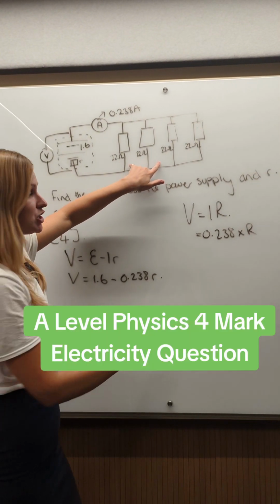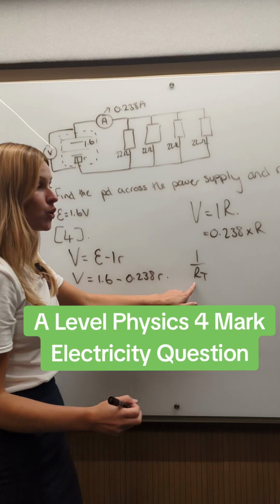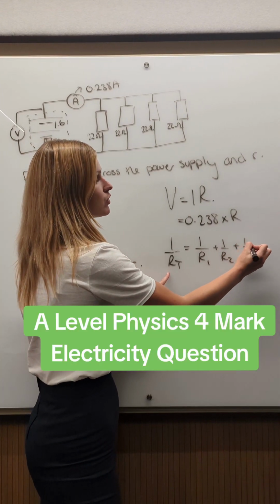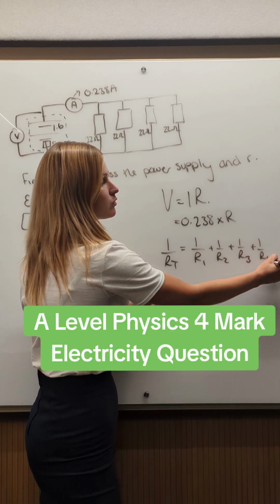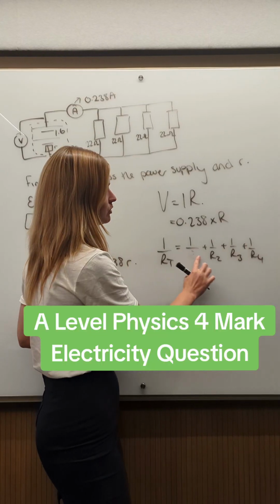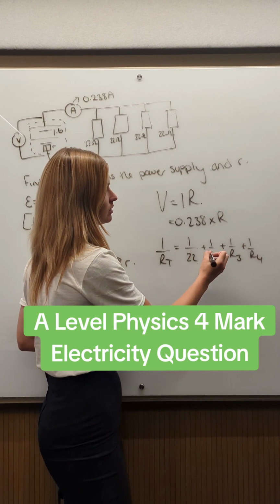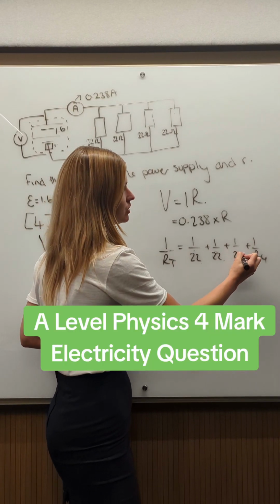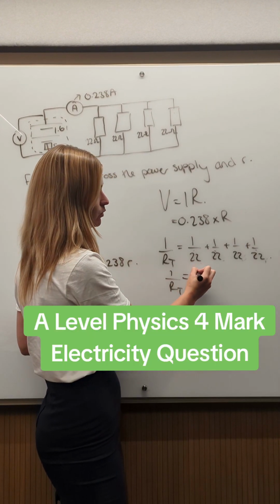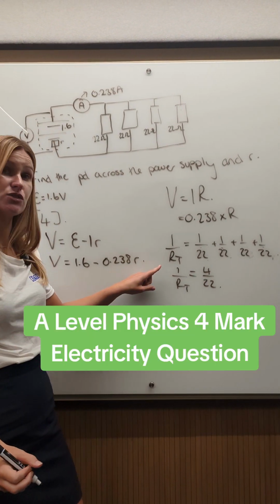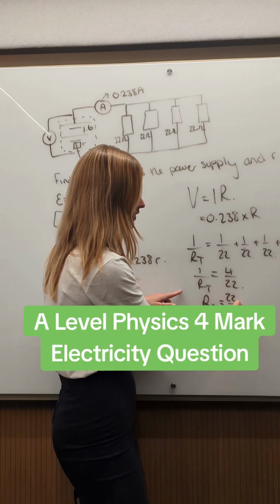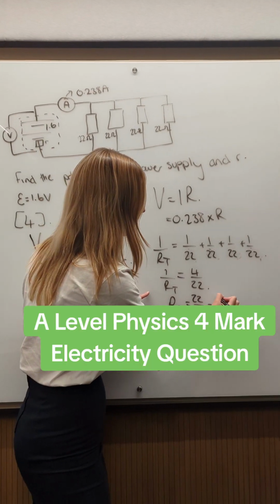So the resistance equation is 1 over RT, 1 over the total resistance, is equal to 1 over R1 plus 1 over R2 plus 1 over R3 plus 1 over R4, because we have 4 resistors. I know what R is each time: 22. So all I have to do in my calculator is 1 over 22 plus 1 over 22 plus 1 over 22 plus 1 over 22. So hopefully you can all see that 1 over RT will then be equal to 4 over 22. But remember, that's 1 over RT, so to find what RT is, you have to flip the fraction. So it's actually 22 divided by 4, which gives me a final answer of 5.5.